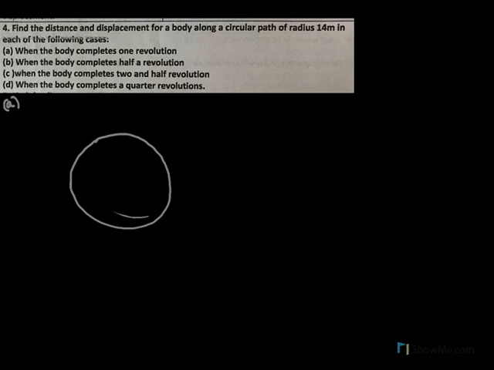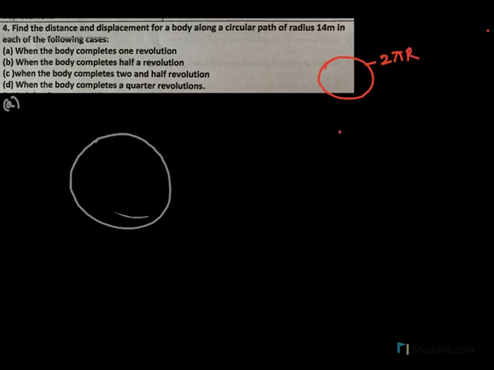Find the distance and displacement for a body along a circular path of radius 14 meters in each of the following cases. Before we get on to the sum, we need to know certain formulas. Here we have a circle like this. The circumference of the circle is given by the formula 2 pi r.